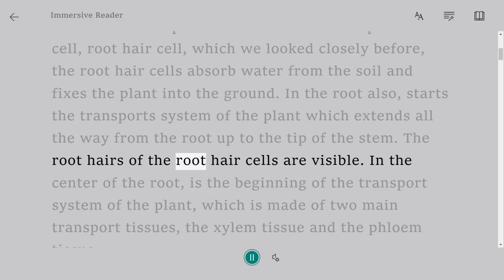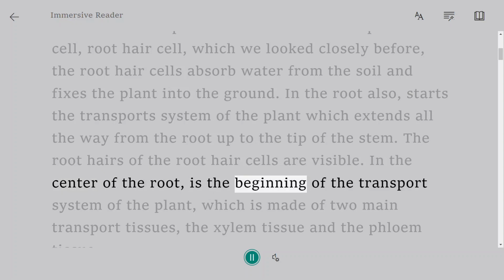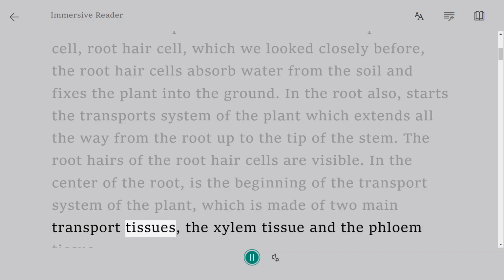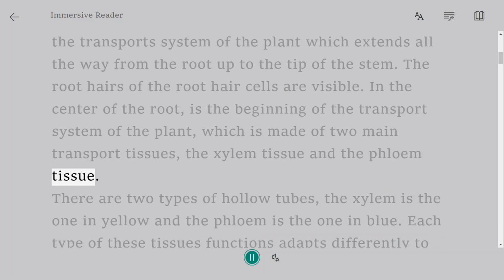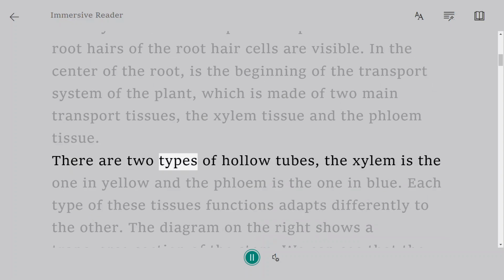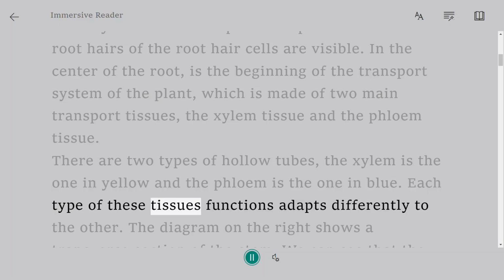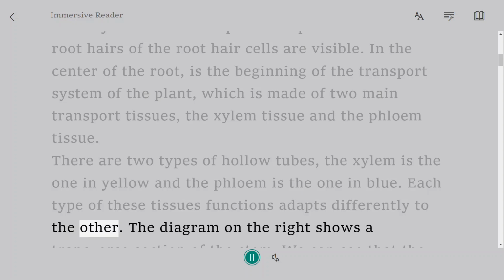The root hairs of the root hair cells are visible. In the center of the root is the beginning of the transport system of the plant, which is made of two main transport tissues, the xylem tissue and the phloem tissue. There are two types of hollow tubes. The xylem is the one in yellow and the phloem is the one in blue. Each of these tissues is adapted differently from the other.